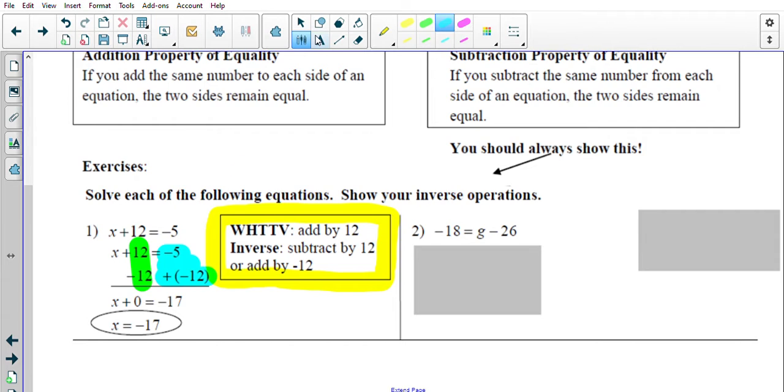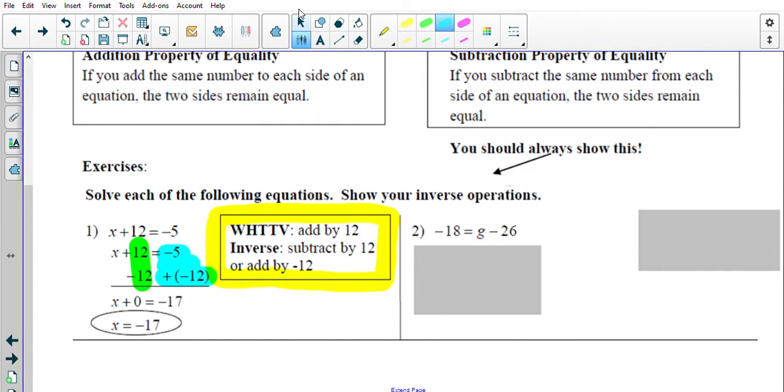Now the good news is you can check your solutions. Grab your calculator again, replace x with negative 17. Do negative 17 plus 12, hit equals. If it does not equal negative 5, then your solution is incorrect, so you need to go back and look at your inverse operations again. As long as it equals what's on the opposite side of the equation, you're good to go.